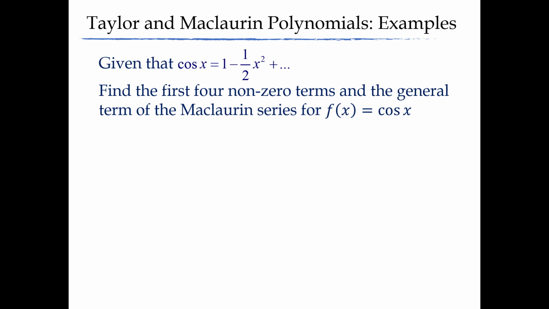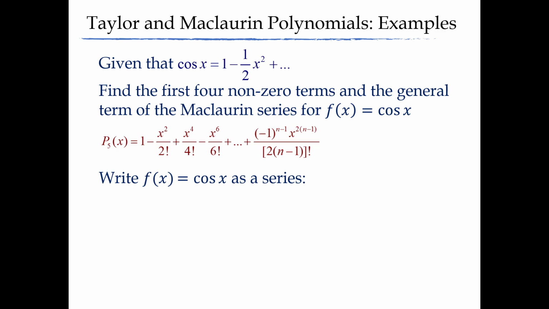Given that cosine is equal to 1 minus 1/2 x squared and so forth, what would be the first four non-zero terms and the general term of the Maclaurin series for cosine of x? Well, if we follow the pattern, what we see is all the exponents in the numerator are even. We saw that the exponents for sine of x were odd, and so it makes sense that the exponents for cosine of x would be even. And we see that the degree of the numerator becomes the factorial in the denominator.